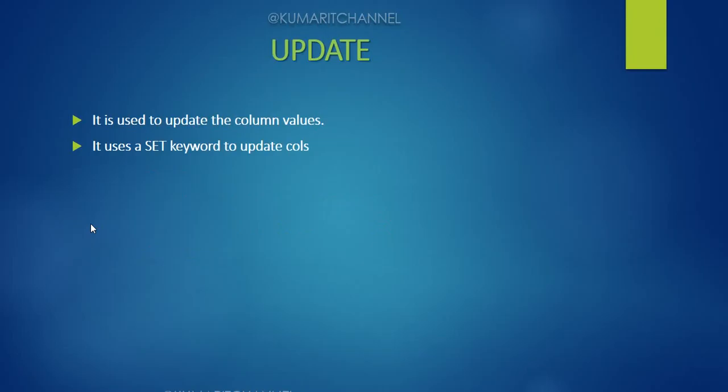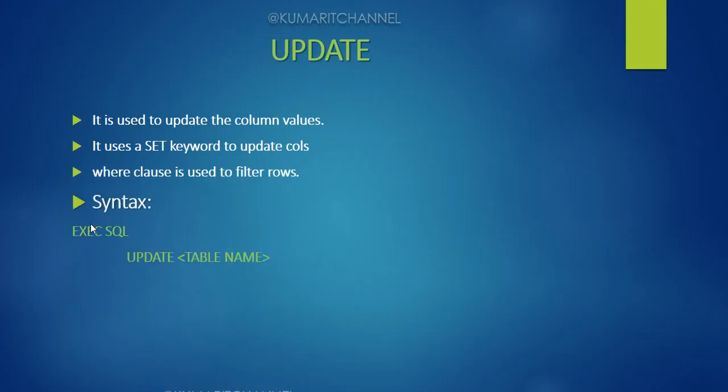Sorry, I was going to the JCL. It uses the SET keyword to update the columns, and the WHERE clause is used to filter the rows. Syntax: EXEC SQL, UPDATE, SET fields, and you'll be having the WHERE conditions. The important point to be noted whenever using an update query is SET. Why are we using update? To update some specific record based on some conditions.